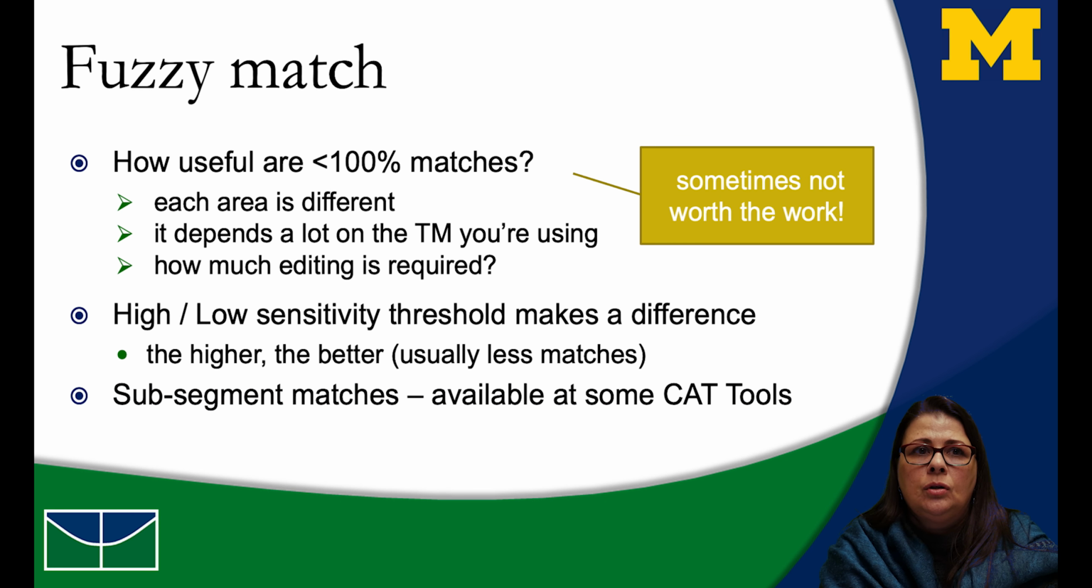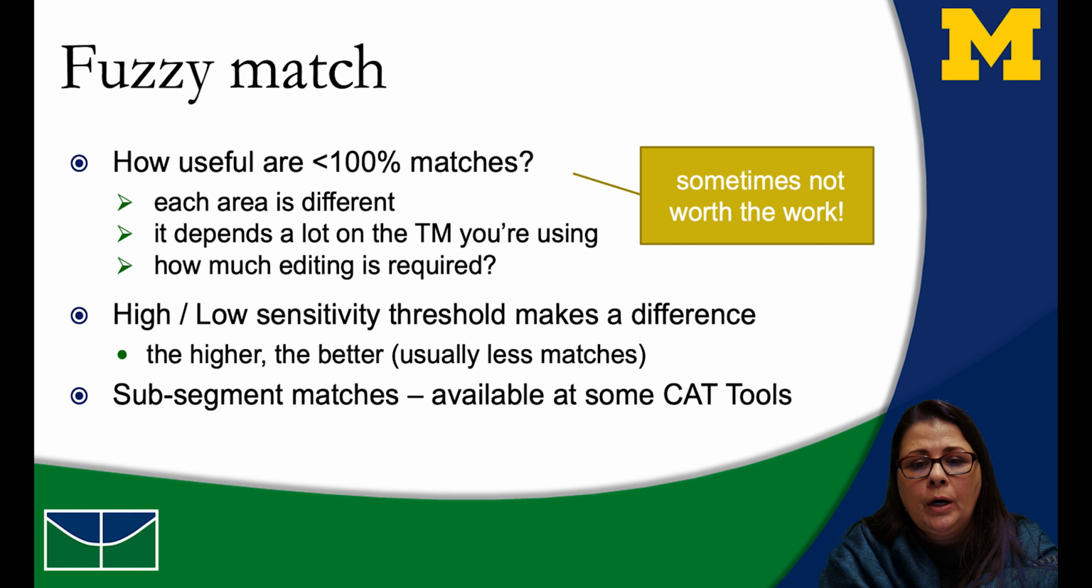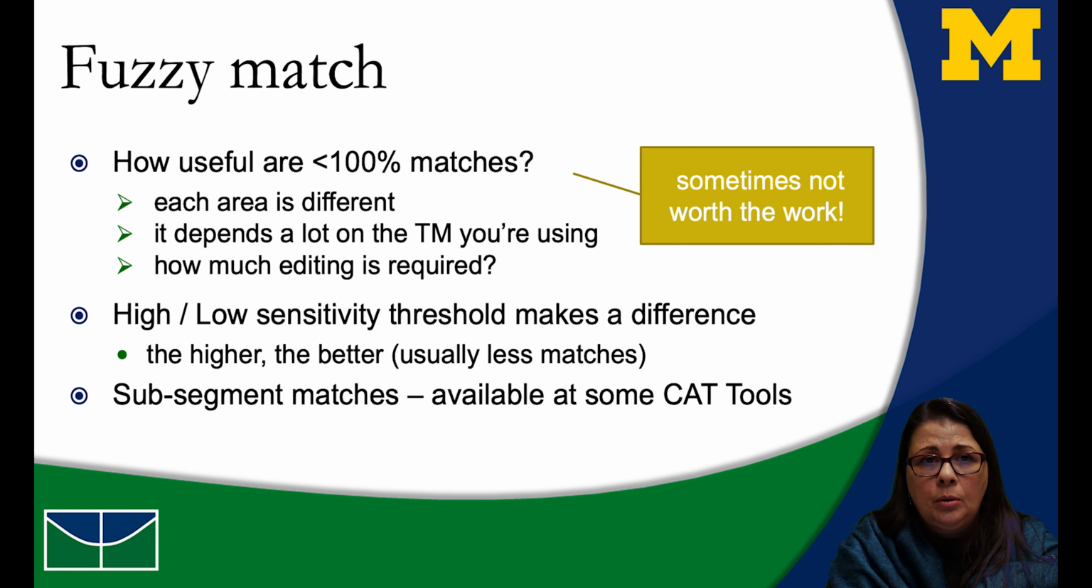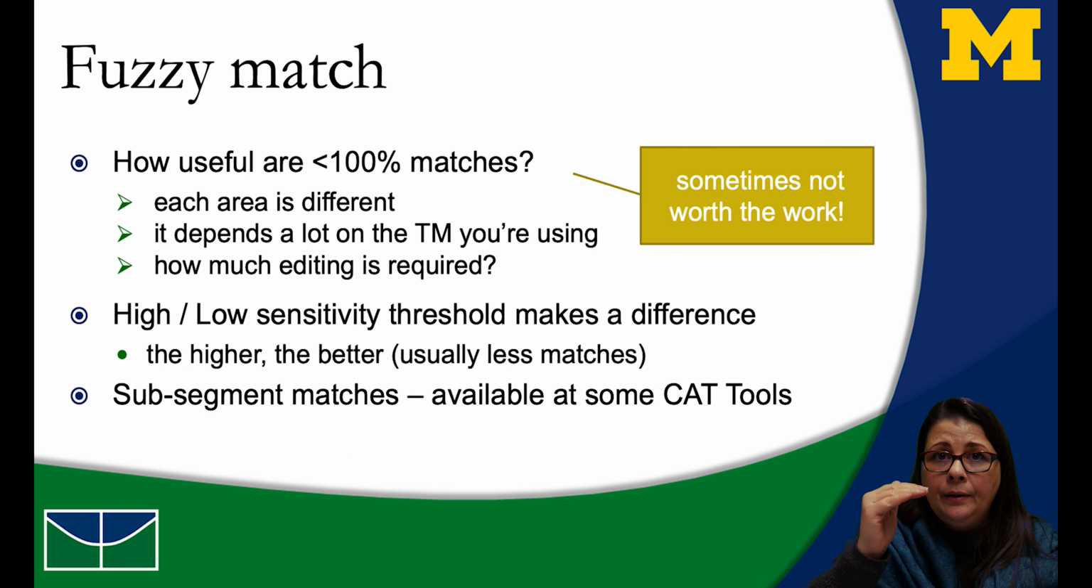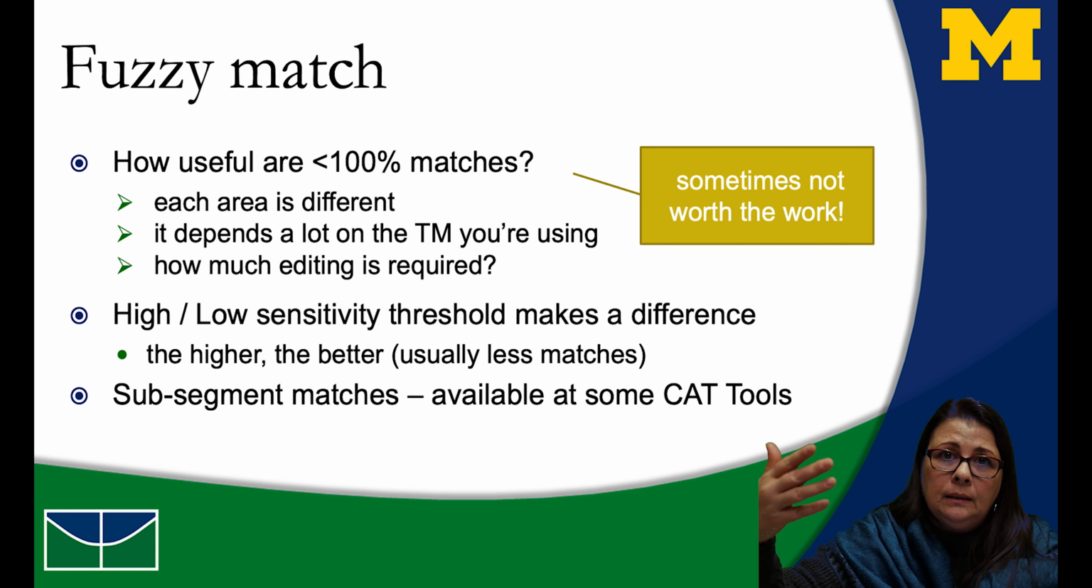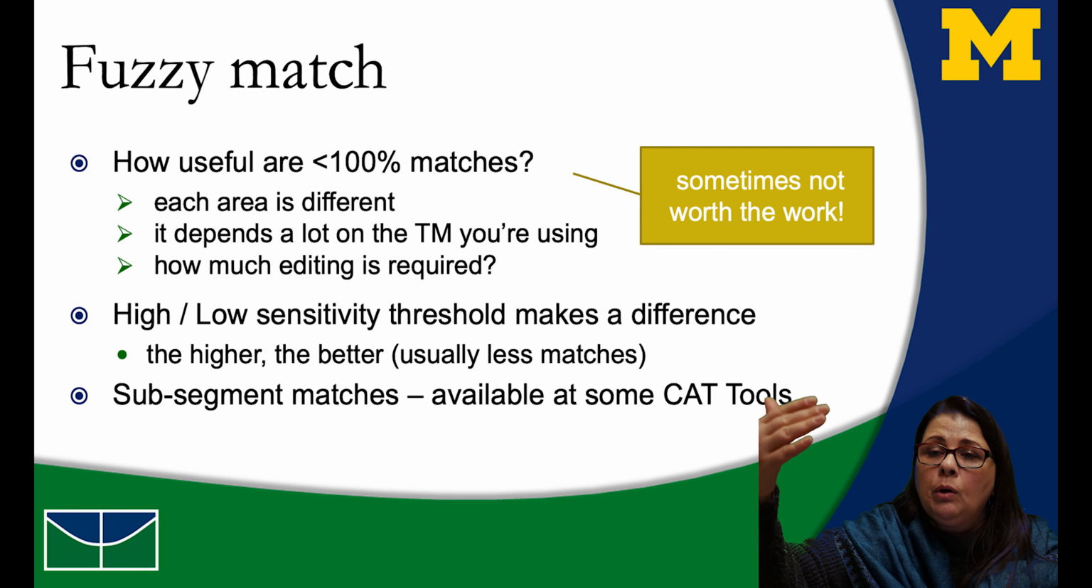In the fuzzy match, the usual threshold is 75%, but you can work with any percentage that you find appropriate for your subject area, because each area is going to be different. And of course, it depends very much on the kind of translation memory you are using. Usually with a translation memory that's very specialized and very large, you can make this number higher. Otherwise, you're going to get so many possible matches that it's going to take you a long time to choose between them.